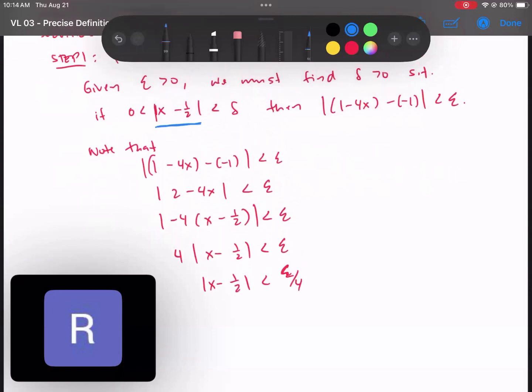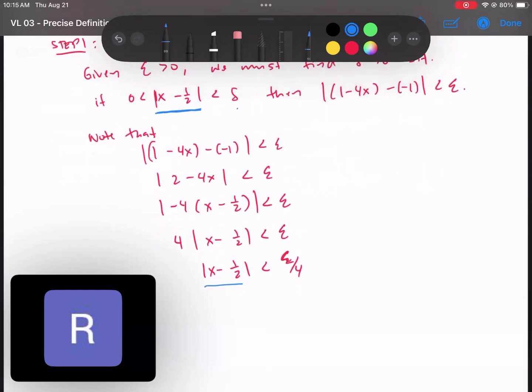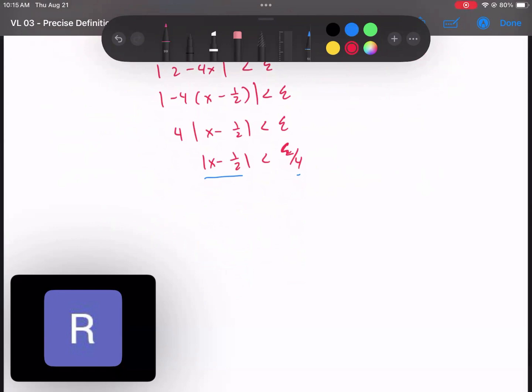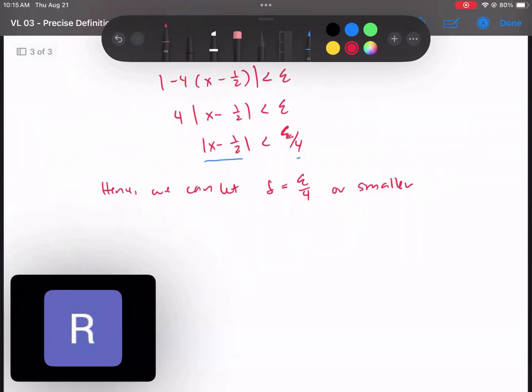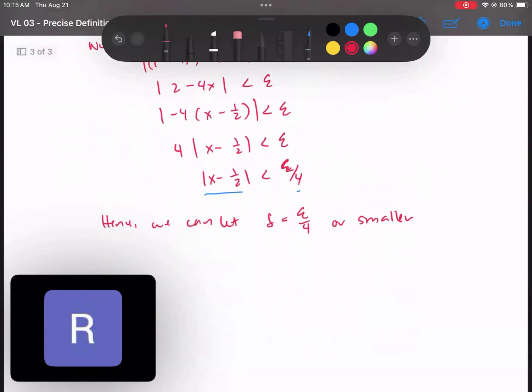Hence, we now have what we want. Notice that we have the absolute value of x minus 1/2 as well. And so we can let the delta to be epsilon divided by 4. So hence, we can let delta to be equal to epsilon over 4 or smaller. Okay.